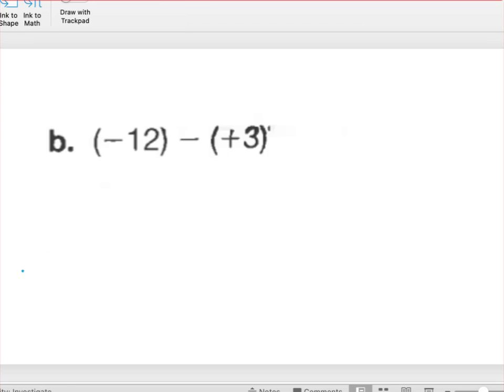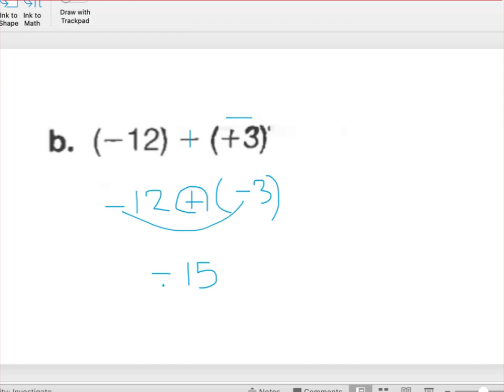Okay, so here we have negative 12, and we're going to rewrite it as addition of the opposite. So that's plus a negative 3. Okay, so negative 3 plus negative 3. Those are same sign. We add 12 plus 3 is 15, and then we take the common sign. Both signs are negative, so the answer is negative 15.